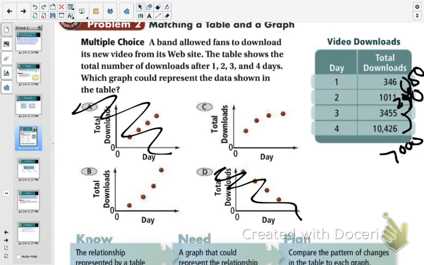C would be slowing down. That means it would get really popular at first, and then it kind of dies off. So actually this case would be B. It starts out kind of slow, but then as time goes on, it gets more and more popular. So it's increasing faster as time goes on.